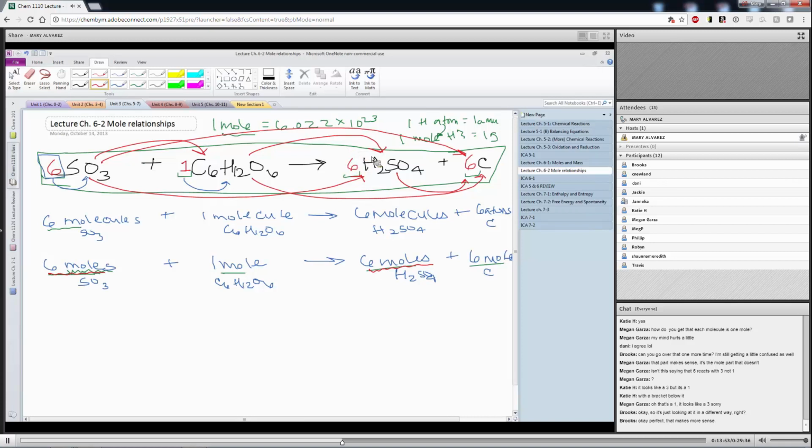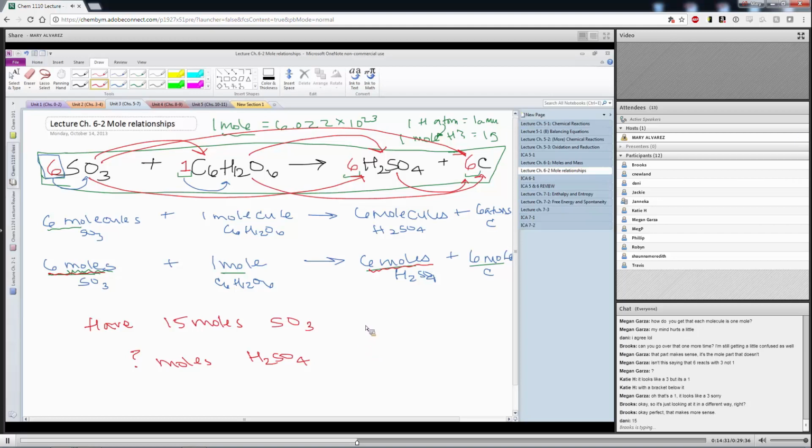So let's say, for instance, that I have 15 moles of SO3. I'm going to react 15 moles of SO3, and I want to know how many moles of H2SO4 can I get when I run this reaction. Can you guys guess how many moles of H2SO4 you're going to get?